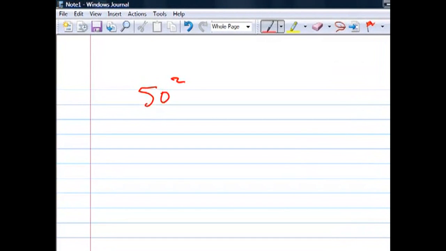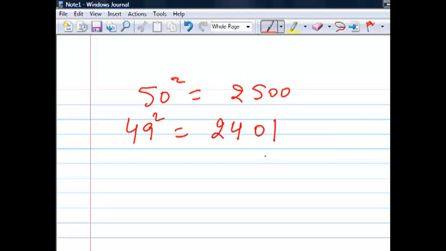Hi guys, today I will tell you an easy way to do the square of any two-digit number near 50. Let's start first with 50. 50 squared is 2500. If I have to do the square of 49, all I have to do is subtract 1 from 25, that will be 24, and add the square of 1, that is 2401.